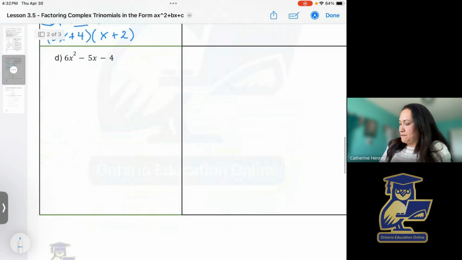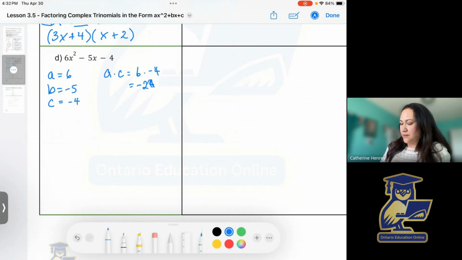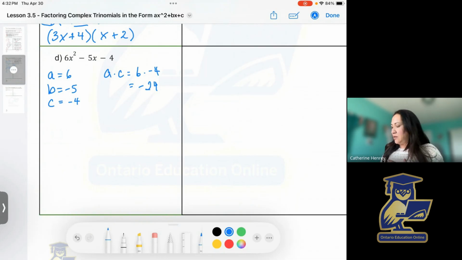In example D, we have a equals 6, b equals negative 5, and c is equal to negative 4. So my AC is 6 times negative 4, and that gives me negative 24. So we have the situation where we have a negative value. Doesn't look tidy. And so when we start to think of the factors, we have to think of the factors that are both positive and negative and alternating.